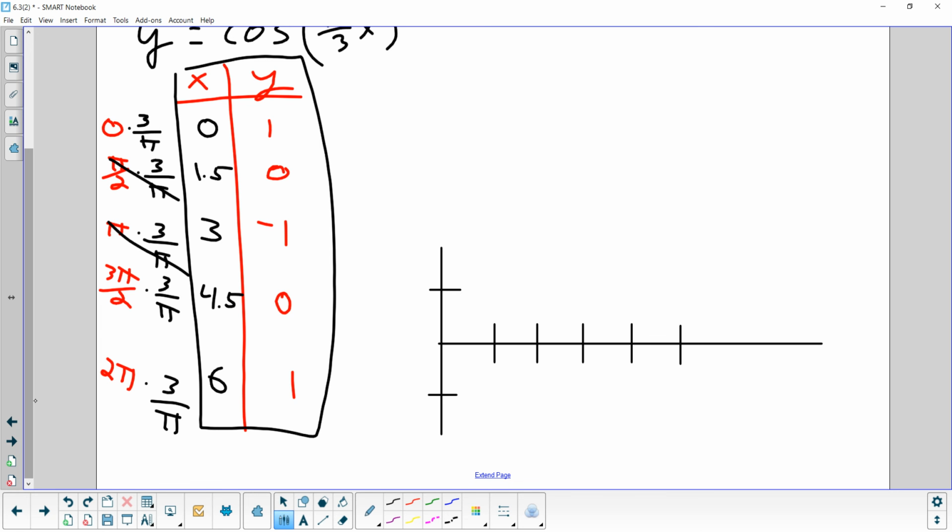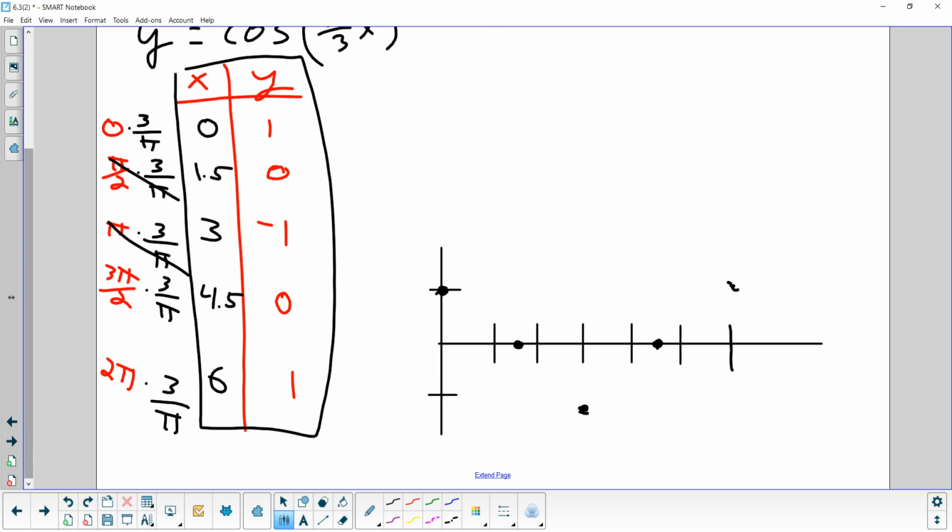So this would be one if you don't want to label your tick marks. You don't have to. Let's just go by ones. You might need one more, I think. So we have the point 0, 1, 1.5, 0, 3, negative 1, 4.5, 0, and 6, 1.